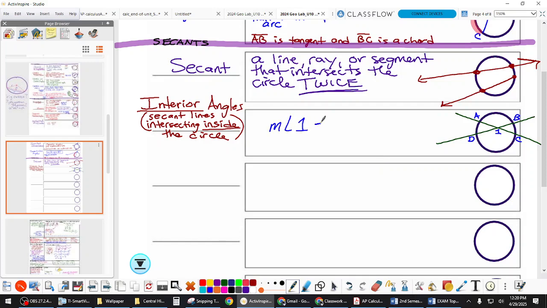Here's the relationship that you can apply to any of those. So measure of angle 1 is 1/2 the measure of arc DC plus the measure of arc AB.